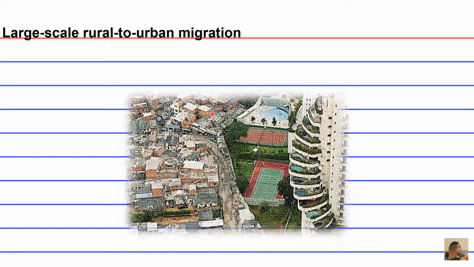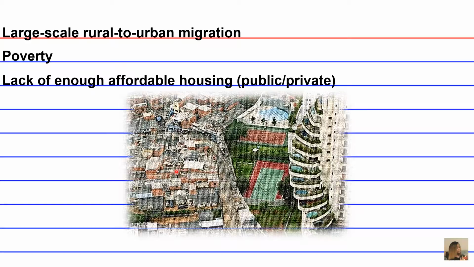All right, a second factor that leads to the establishment of such squatter communities is poverty. Widespread poverty in such peripheral countries will definitely force people to live in communities like these, okay?